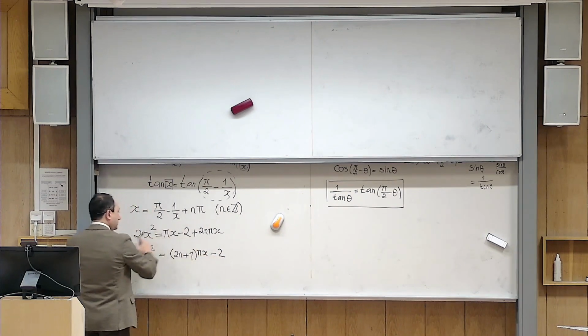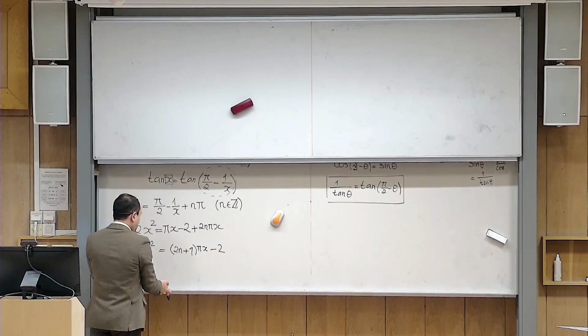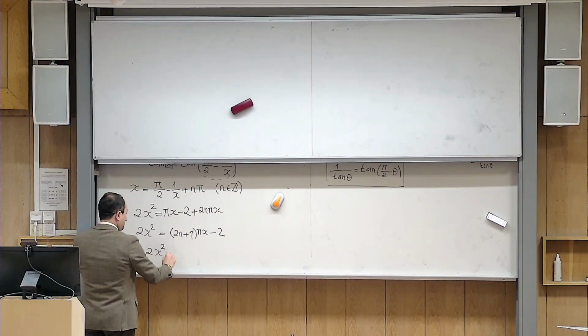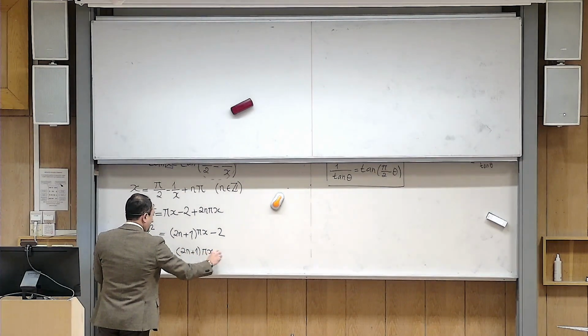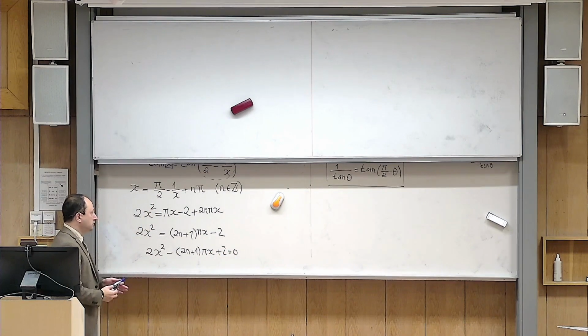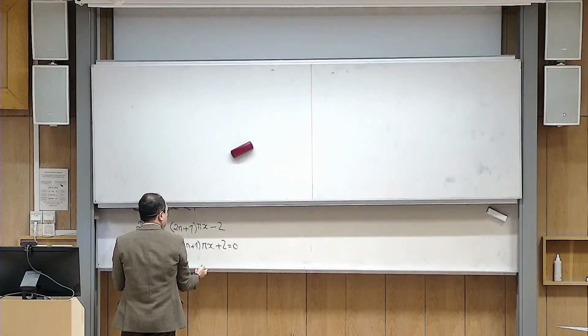And then I move everything to the left. That is, of course, subjective. You can do it in any way that you like to. So this is just 2x squared. I move this term to the left, so 2n plus 1 pi x. And the other one becomes positive 2 equals to 0. But this is a simple quadratic equation, yes? And we want to solve that equation.